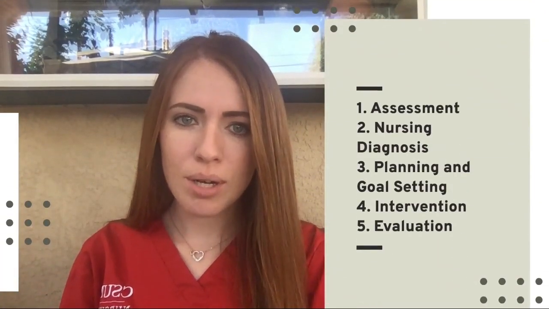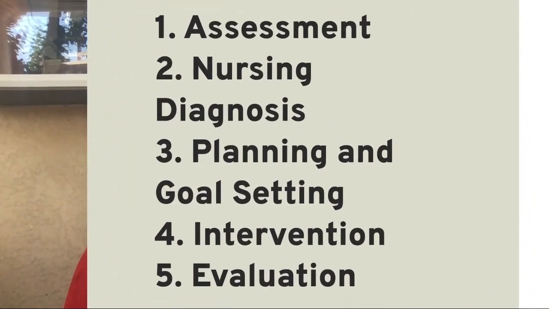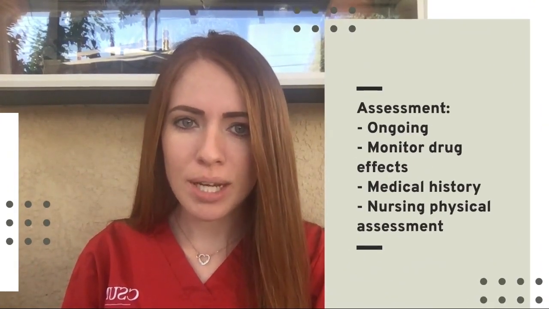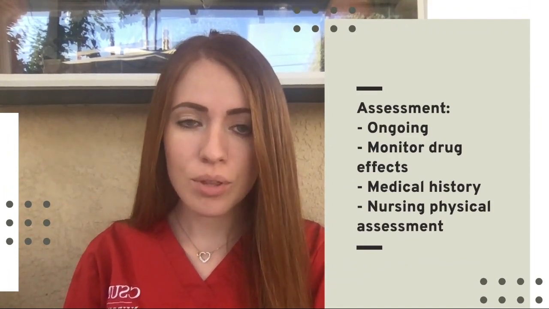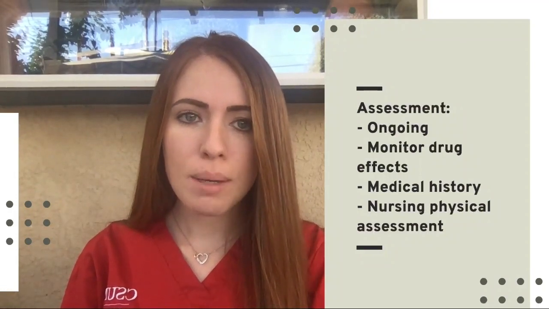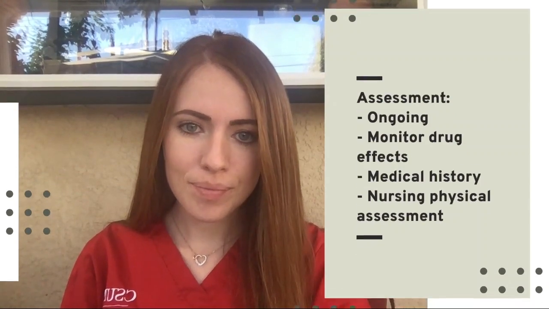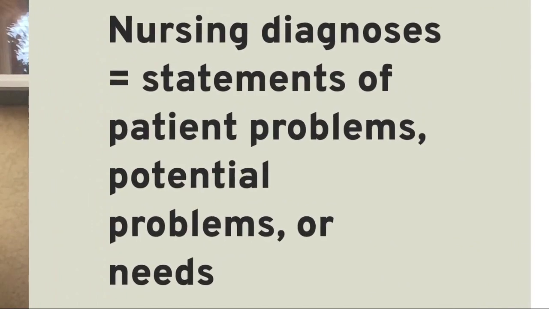The 5 steps of the nursing process that ensure safe drug administration are assessment, nursing diagnosis, planning and goal setting, intervention, and evaluation. The assessment process is ongoing as patients' conditions may change. Nurses must continuously monitor drug effects, both therapeutic and unintended. A complete medical history and nursing physical assessment are parts of the assessment step. The nursing diagnoses are statements of patient problems, potential problems, or needs. Understanding the nursing diagnosis will ensure proper drug therapy.